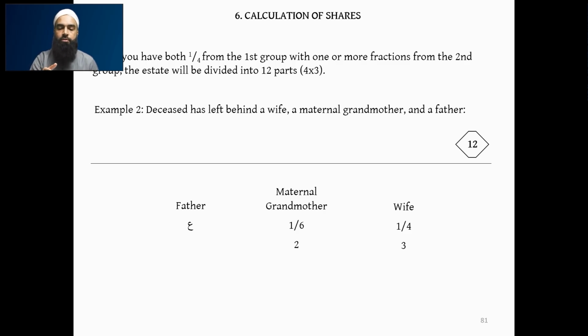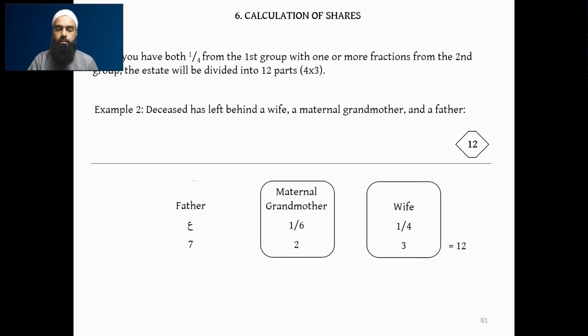So you do 3 plus 2, which is 5. Out of 12, there remains 7. So therefore the father gets 7. And here we go, we add it up. 7 plus 2 plus 3 equals 12. And we know that we are right here. So this is, in essence, what we are doing in this rule here.